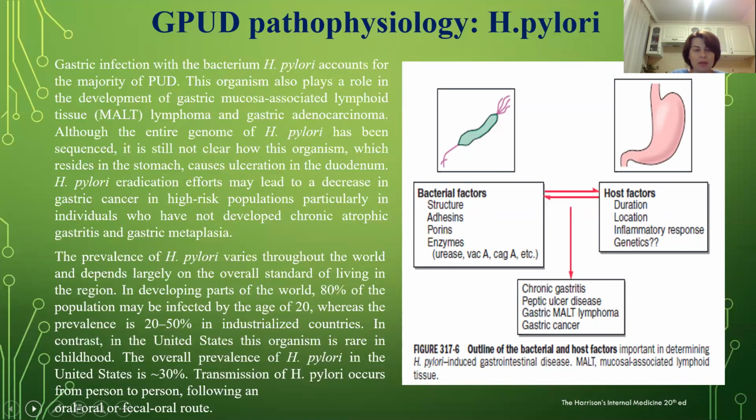The prevalence of these bacteria varies throughout the world and depends largely on the overall standard of living of the region. It's present widely in the developing parts of the world and less present in the already developed. The overall prevalence, for example, in the USA is around 30%, compared with 80% in developing countries. Transmission occurs from person to person following an oral or fecal-oral route.